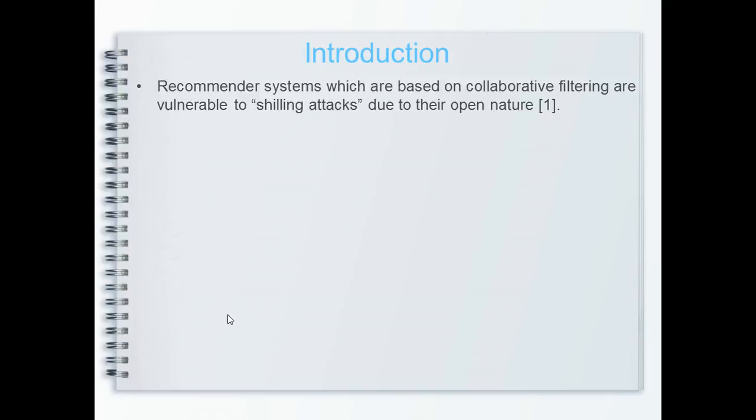First of all, let's start with the introduction. What is a recommender system? It is an application which helps users to select relevant products from millions of choices available on the internet. But the recommender systems which are based on collaborative filtering approach are vulnerable to shilling attacks because this system predicts the ratings for the new user based on the feedback of similar users.